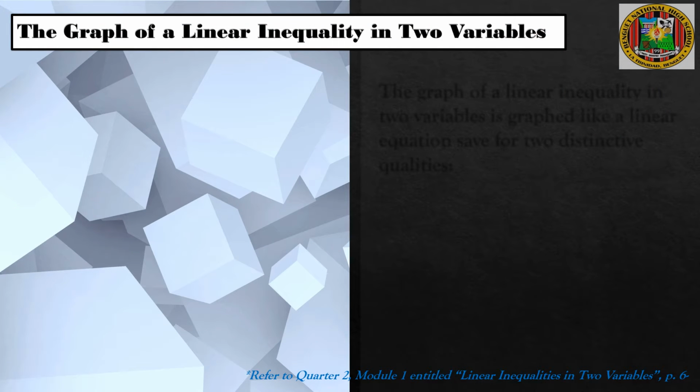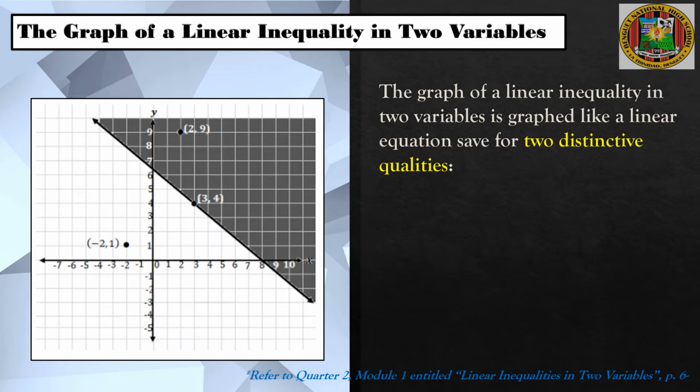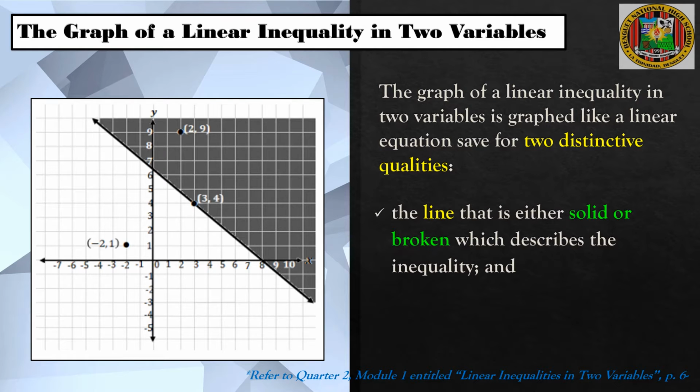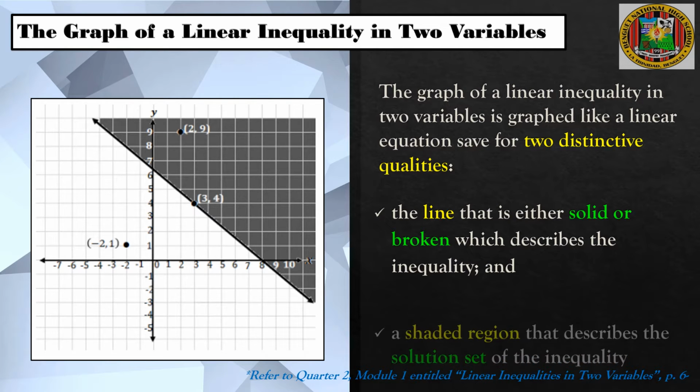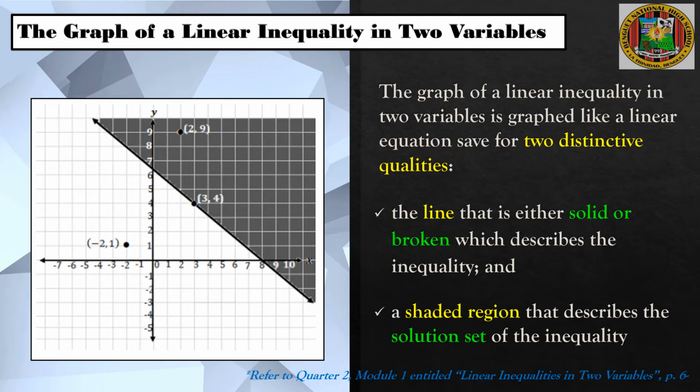Refer to your Quarter 2 Module 1 entitled Linear Inequalities in Two Variables for this lesson. The graph of a linear inequality in two variables is similar to the graph of a linear equation except for two things. First, the line can either be broken or solid depending on the inequality symbol used. Secondly, there is a shaded region in the graph that will describe the solution set of the inequality.